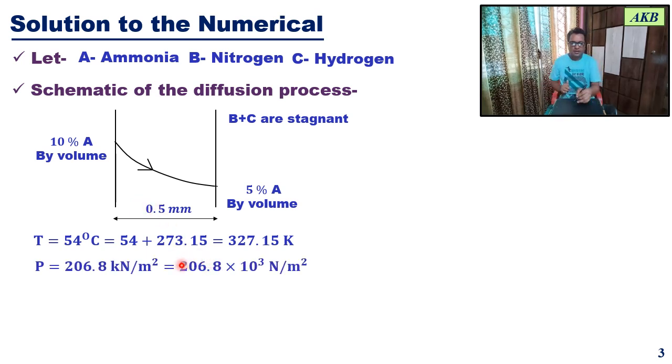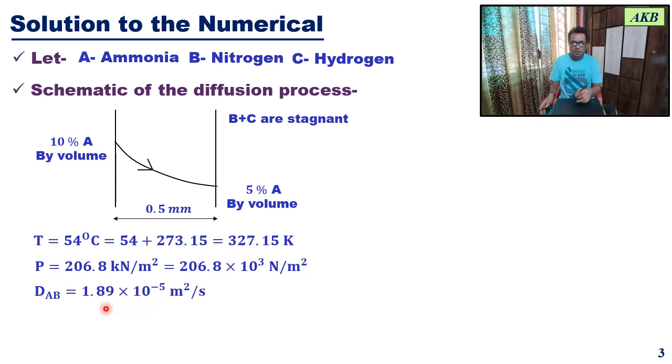Then after that, temperature is given to us. Temperature is 54 degrees Celsius and we need it in Kelvin. That's why I have converted it to Kelvin. So 54 degrees Celsius is 54 plus 273.15, that is 327.15 Kelvin. So temperature that is given in degrees Celsius, we have converted to Kelvin.